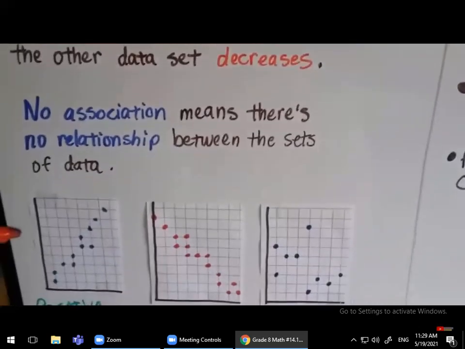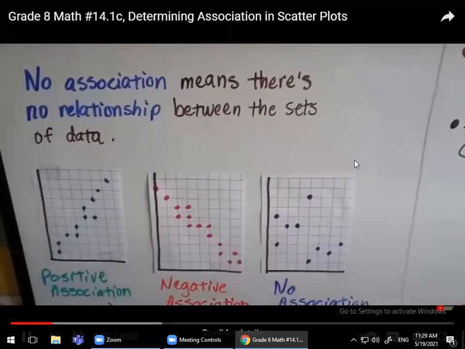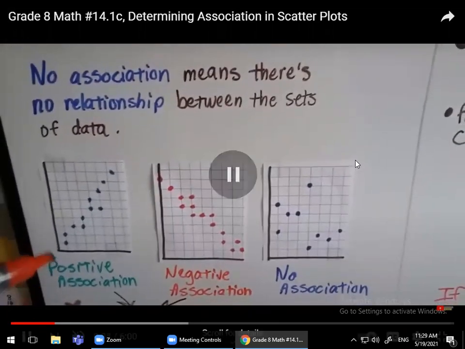So we have here 3 examples, one for each relation. For the first one, we can note that as the x-axis increases, the y-axis increases too. Then the two variables x and y are increasing together. For this reason, we say that positive correlation, or positive association, means that both data sets increase together.